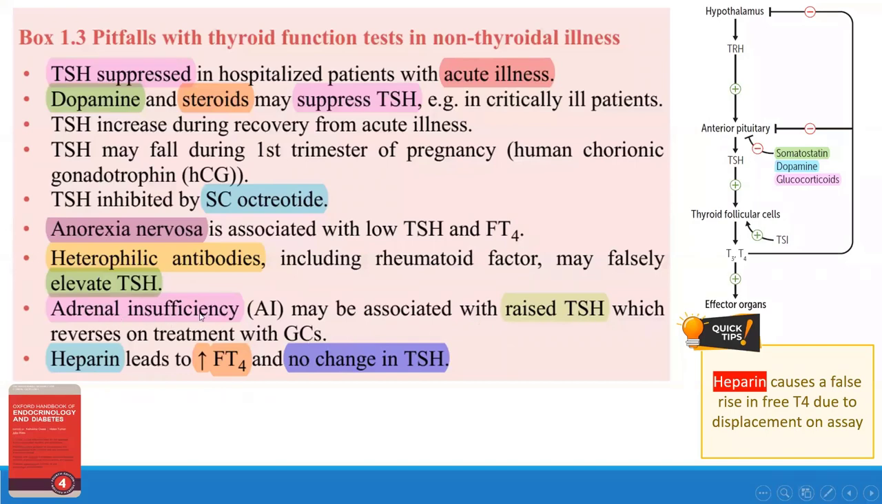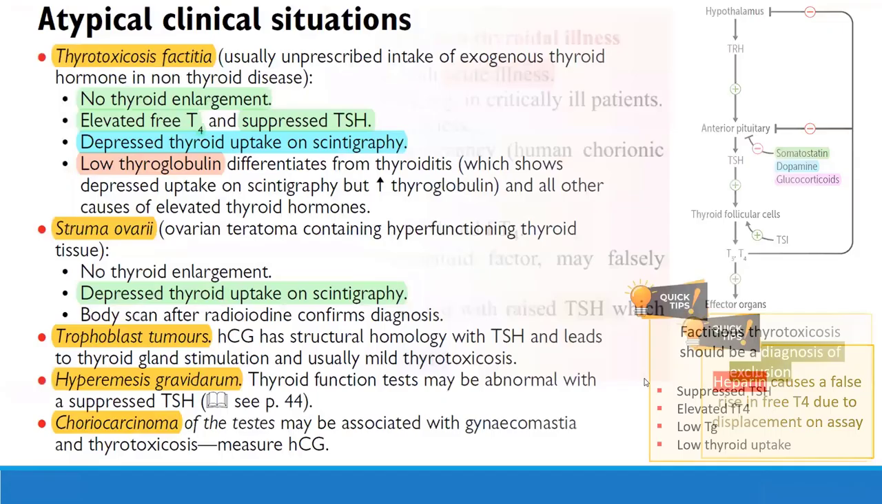Adrenal insufficiency may be associated with raised TSH, which reverses with glucocorticoid treatment. If a patient with adrenal insufficiency presents with raised TSH and you incorrectly diagnose primary hypothyroidism and give thyroxine, the patient may go into adrenal crisis. So we must give corticosteroid before replacement with thyroxine, and we will cover this in the adrenal chapter. Heparin is also important because it leads to increased FT4 and FT3 with no change in TSH. Heparin causes a false rise in FT4 due to displacement from binding proteins.